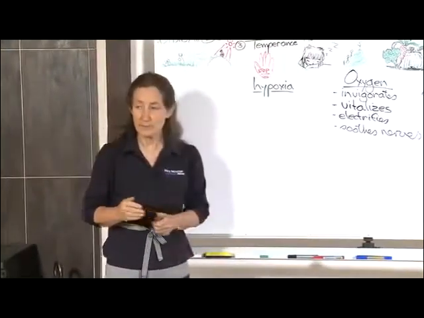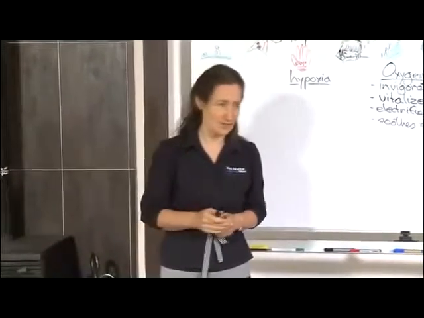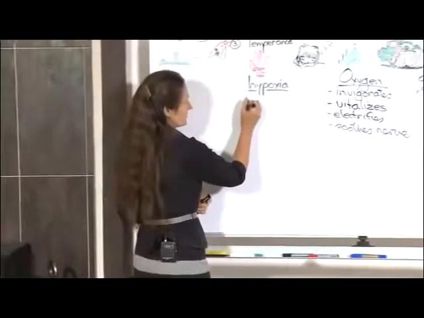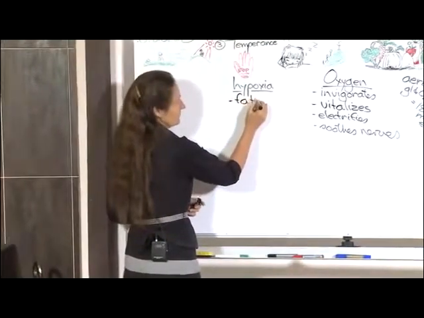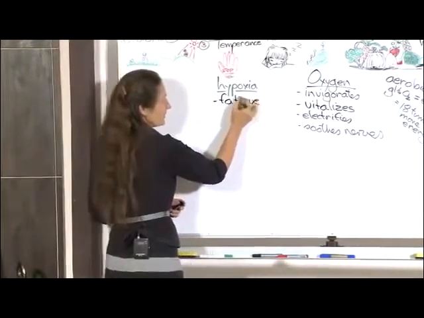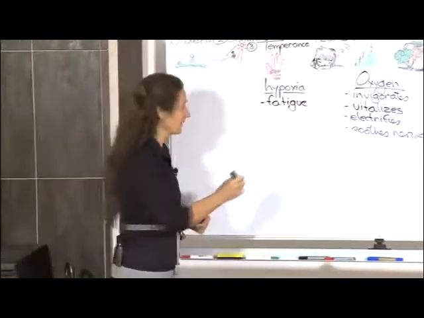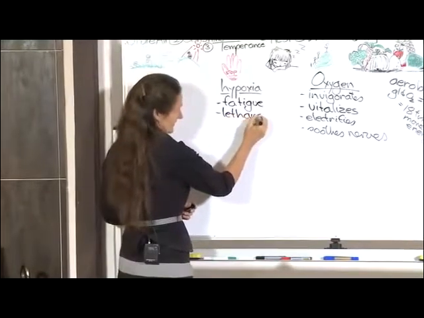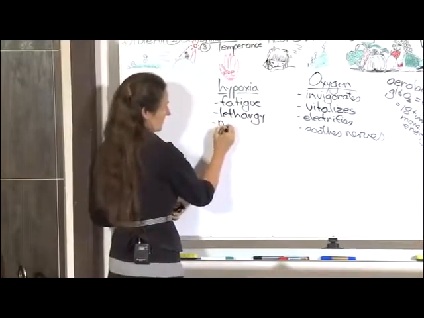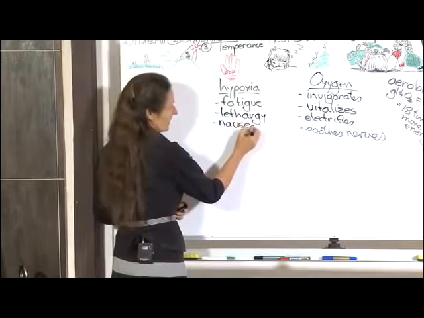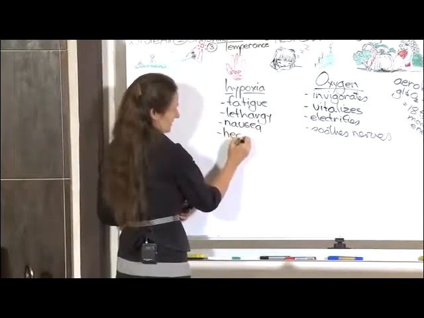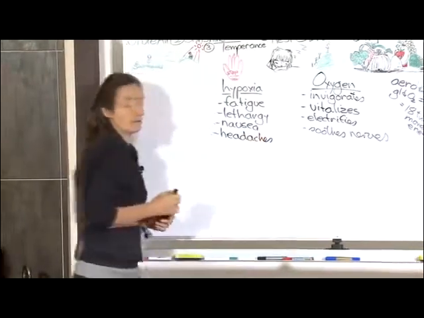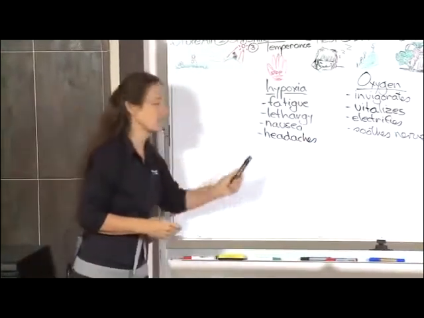But there are many people who are suffering from oxygen deprivation, but they're not quite to the blue lip stage. What are some of the symptoms? Fatigue. The person feels like they've climbed a mountain, they've only just got out of bed. Lethargy. They can't even get out of bed. Nausea. Stomach doesn't have enough oxygen. Headaches. Brain doesn't have enough oxygen. Not the only cause of nausea and not the only cause of headaches, but they are some of the symptoms of hypoxia.